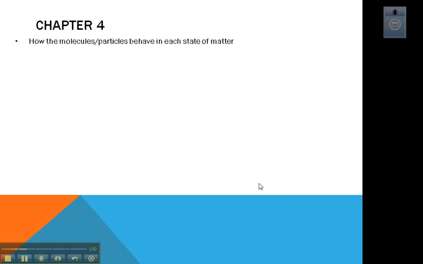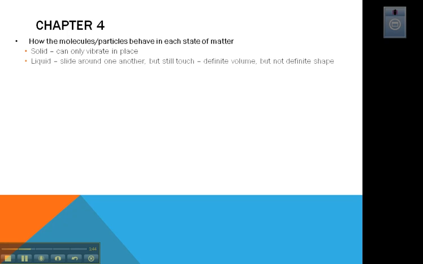Okay, moving into chapter 4. How the molecules or particles behave in each state of matter. All right, first state of matter we're going to take a look at is the solid. And these can only vibrate in place. A lot of you have done a nice job remembering that in the classroom.